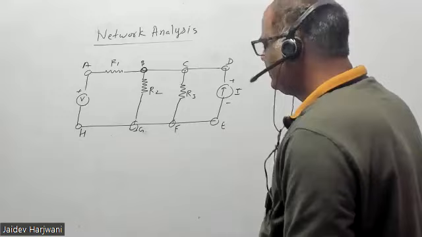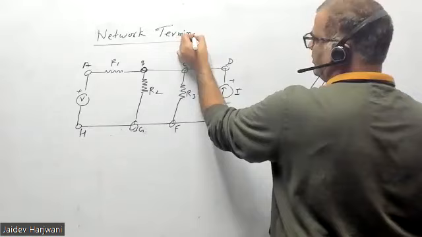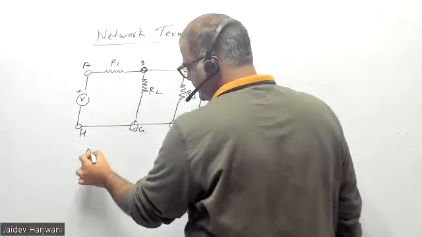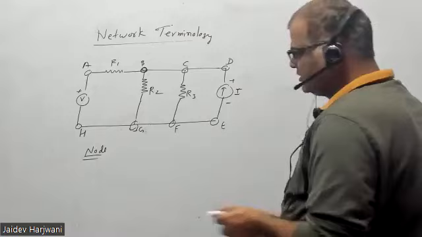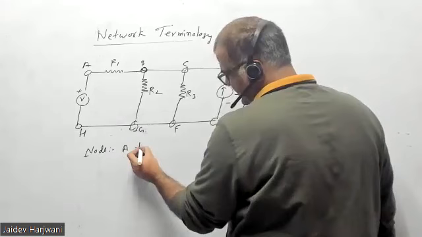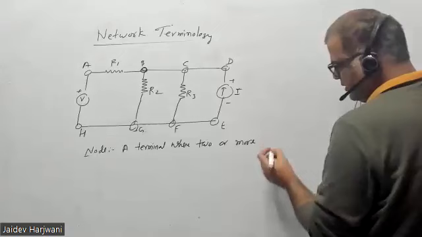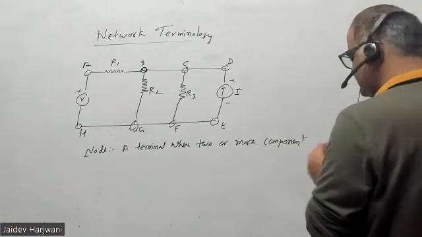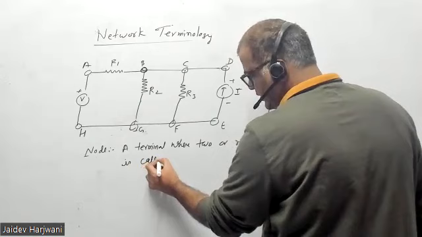Now I'll define some terminology in this network. So put the heading network terminology. So what is called a node? Anyone can tell me what is a node? So what is a node in the circuit? A terminal where two wires meet. Yes, very good. A terminal where two or more components or branches are joined together is called a node. Okay.